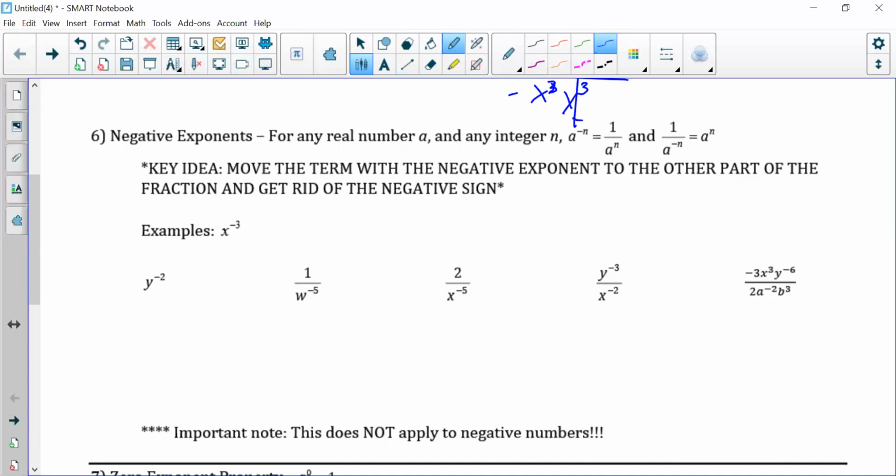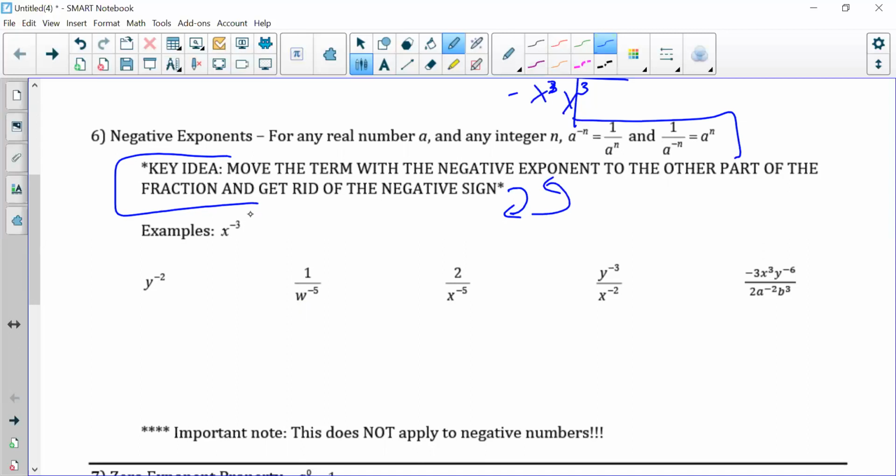All right, so I know this can be a little bit confusing, so let's look at this big key idea here. And this says move the term with the negative exponent to the other part of the fraction and get rid of the negative sign. So if you have a negative exponent on top, you're going to move that to the bottom. If you have a negative exponent on the bottom, you're going to move it to the top. All right, so let's look at how we do this.